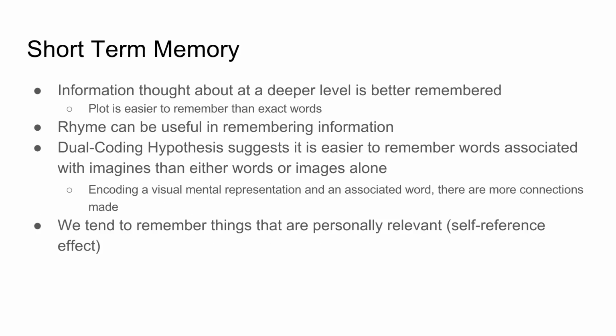What we find interesting about short-term memory is that information that we think about at a deeper level is better remembered. That's why you're better able to remember plots instead of individual words when you read a story. So the way in which you access information affects how you remember it and what you remember. We understand more, we remember more when we dig into deeper levels instead of trying to take surface level things. Surface level things leave us oftentimes with gaps in our memory.